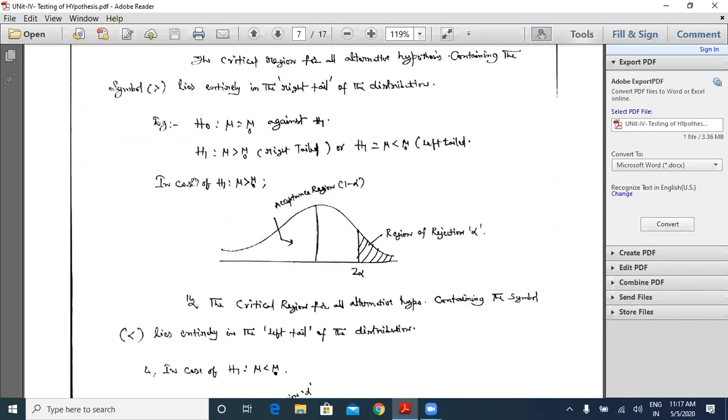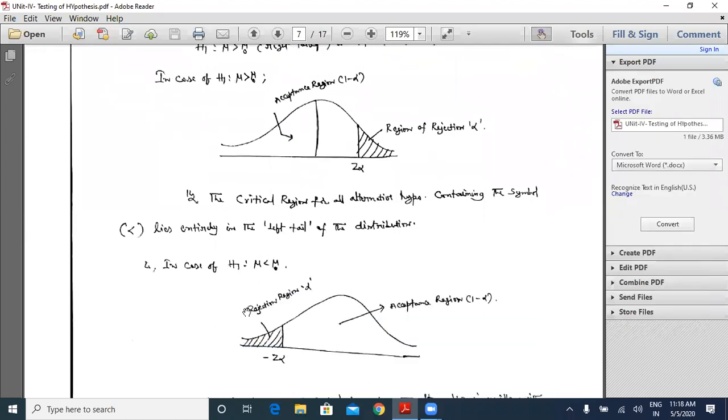So once again I'm telling, when H naught is mu equal to mu naught, then if you take H1 mu greater than mu naught, the curve will be like this. Here the region of alpha, the region of rejection or critical region, lies on the right side of the right tail of the curve. The remaining part is called acceptance region. This is the rejection region. From here to the end, it is called acceptance region. That is called 1 minus alpha.